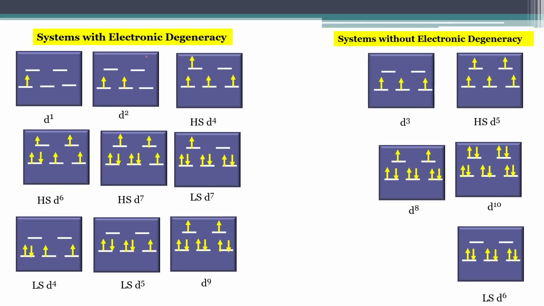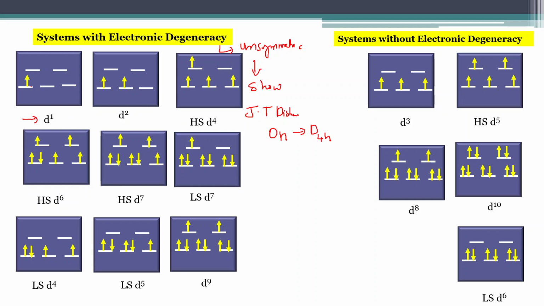When we look at electronic degeneracy, we said that if the systems have electronic degeneracy, the electronic configurations will be unsymmetrical and they will show Jahn-Teller distortion. There is a distortion happening, in such a way that the octahedral structure will change to a distorted octahedron, and the point group will change from Oh to D4h. And these systems show Jahn-Teller distortion.